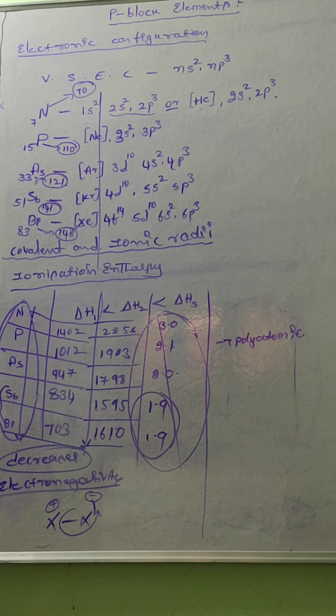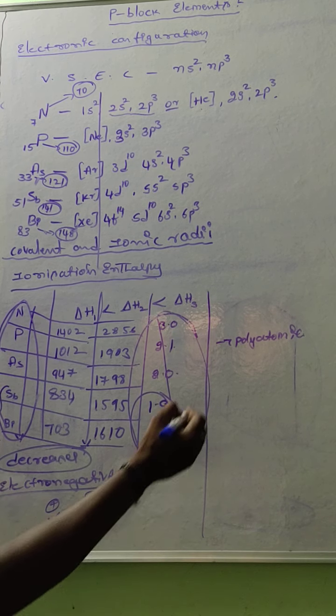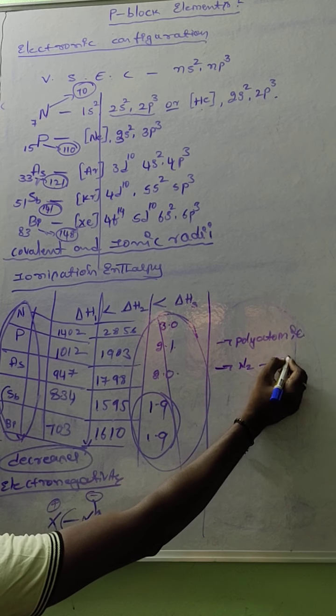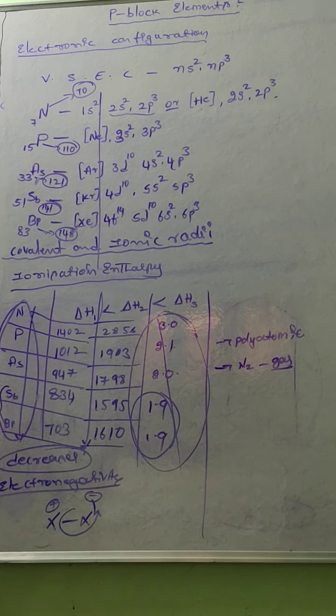Now, dinitrogen, indicated by N2, is a diatomic gas. Already we know that concept. It is a colorless diatomic gas, while the others are solids. The remaining elements exist in the form of solids. Nitrogen and phosphorus are both non-metals, arsenic and antimony are both metalloids, and bismuth is a metal.